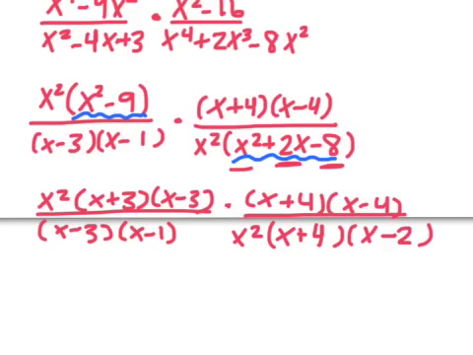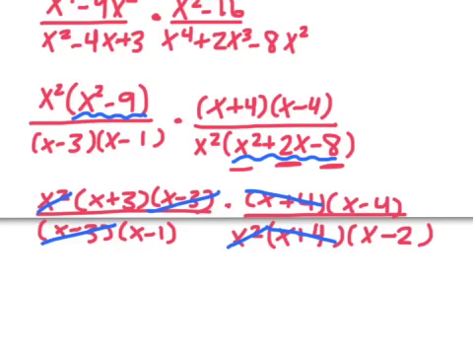So anything in the numerators, either numerator, can reduce with anything that is exactly the same in the denominators. So I've got 1x minus 3, so I can cancel 1x minus 3 in the bottom. I've got an x plus 4 in the numerator and an x plus 4 in the denominator. And I've got an x squared and an x squared that I can also cancel.